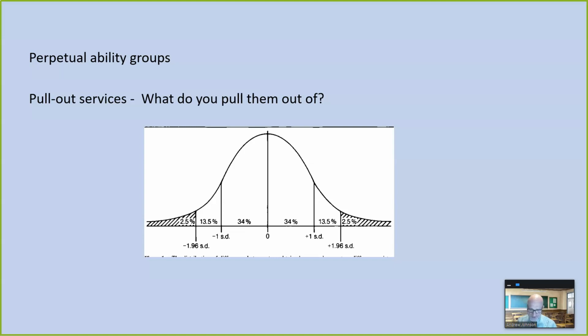But the real problem is this. If percentile rankings are used to determine tiers, you essentially create perpetual ability groups, some of which must leave the classroom to get extra help. And the problem with pull-out services is this. What do you pull them out of? What is so unimportant that students can miss it 3 to 5 times a week?